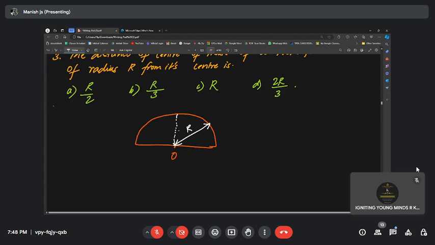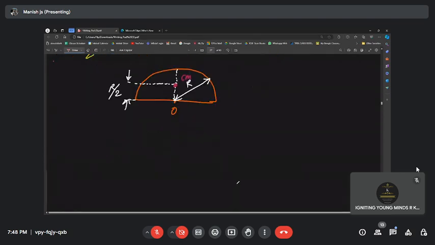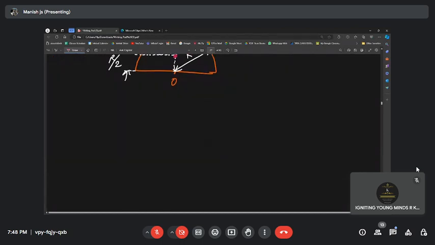So the center of mass is basically going to lie from its center at a distance of r by 2, meaning this particular distance is going to be r by 2. So that is where the center of mass is going to lie, from its center. This is the point of the center of mass. Okay, so that's about it, and hence the option is option A. Okay, moving on to the next question.